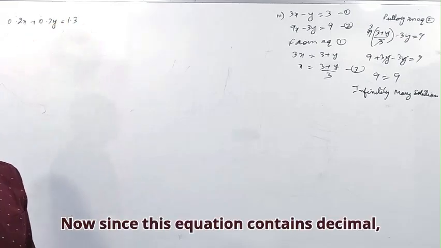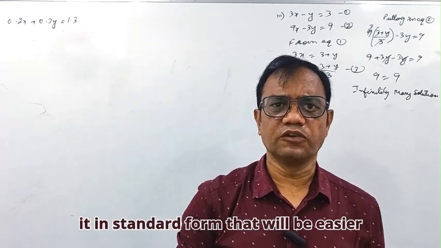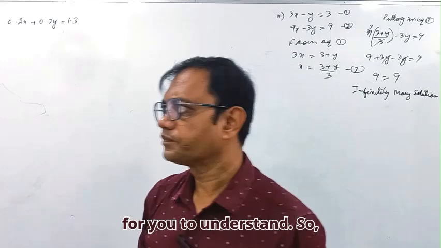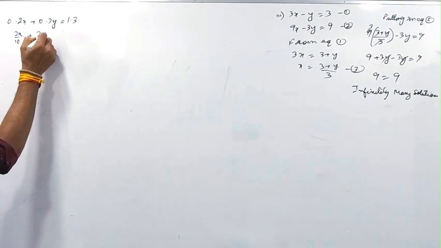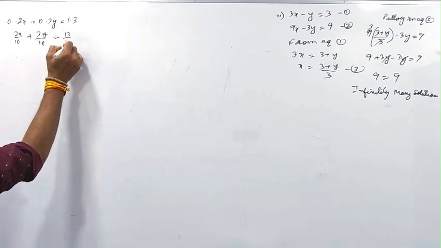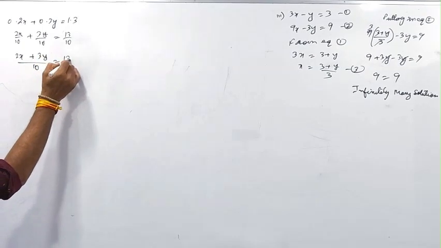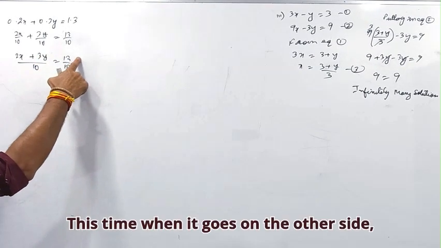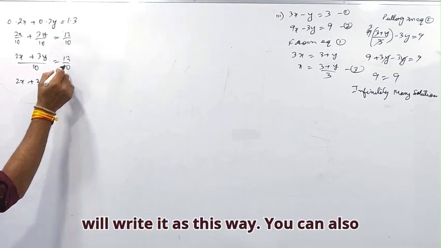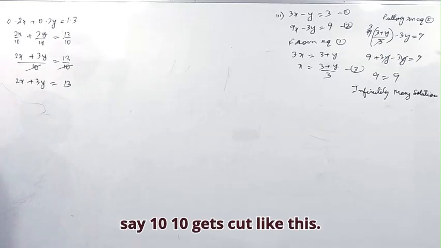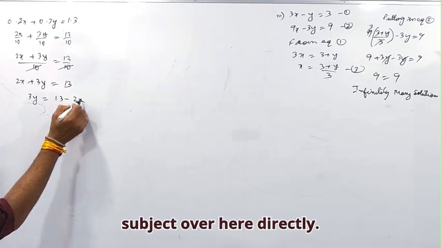Now since this equation contains decimal, I am going to remove the decimal and get it in standard form. That will be easier for you to understand. So removing decimal gives you 2x upon 10, taking LCM as 10. This 10 when it goes on the other side, this 10 and 10 will get cut. So directly I will write it this way. You can also say 10 gets cut like this. If you want, you can make y as a subject over here directly.